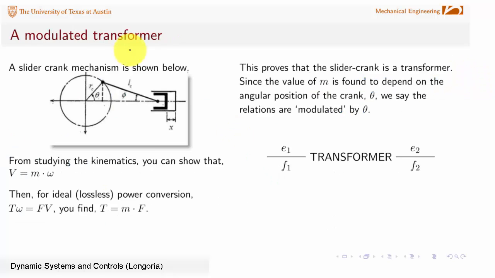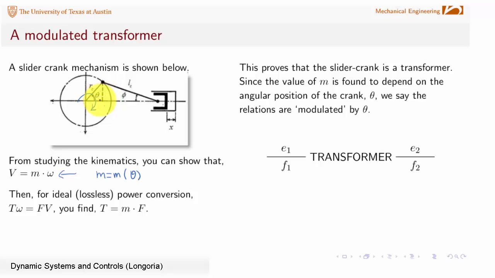I'll show you one example of a modulated transformer, and that's a simple slider crank mechanism. If you do the analysis on this device, you'd find that the velocity of the piston is related to the angular velocity of the crank. But what you'd also find is that M here would be a function of theta, where theta is the actual position of the crank.